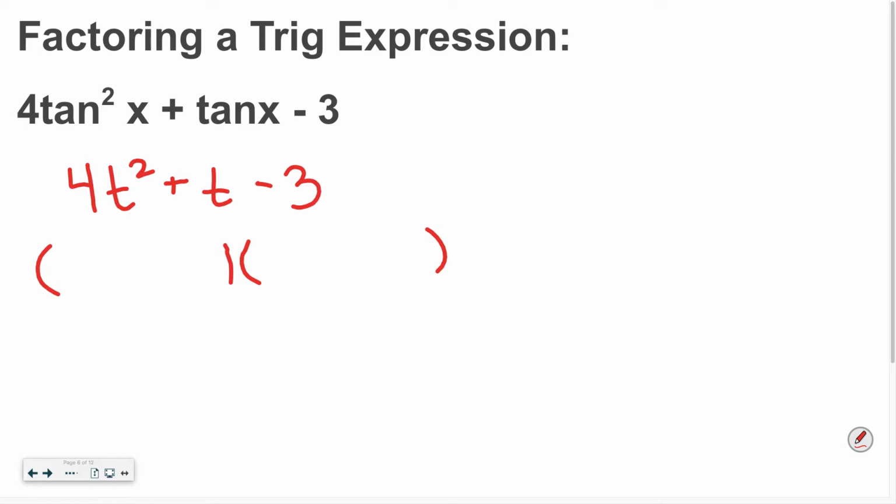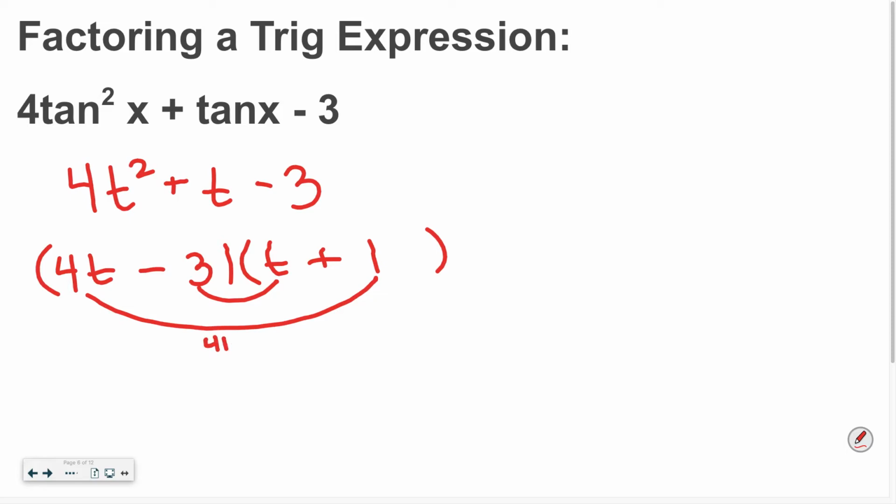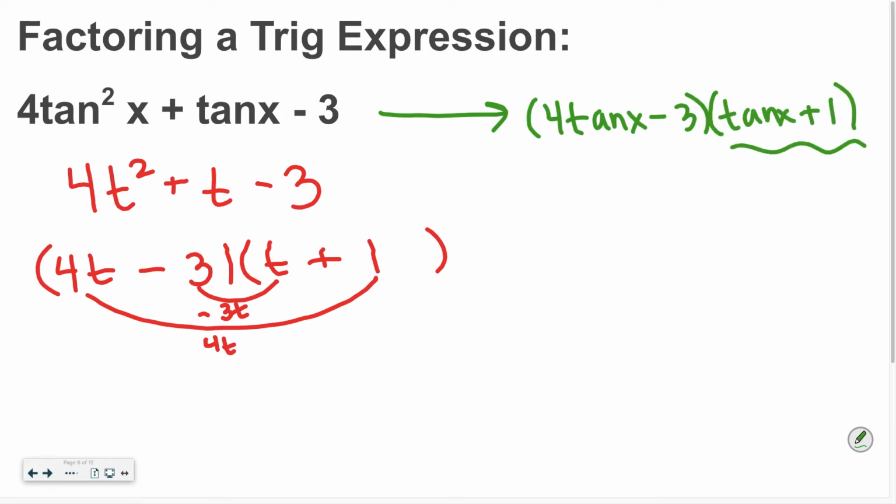What is this factor? So 4t times t could get us the 4t squared. And then to get negative 3, what are you thinking? Well, negative 3 times 1 is definitely negative 3. But if we do our inside and outside, 4t times 1 and 3 times t, does that get us what we need for our middle term? Okay, well, I don't really want t's, I want tangents. So instead of this, what I really want you to write is that this factors to 4 tangent x minus 3 times tangent of x plus 1.